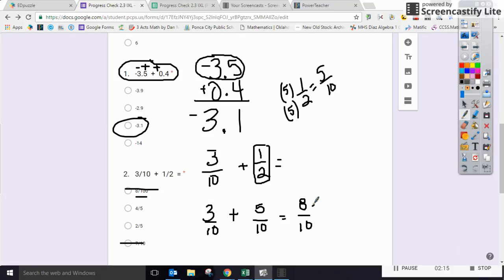So I'm going to reduce this fraction into an equivalent fraction. And when I divide by 2, I'm taking half. Half of 8 is 4, and half of 10 is 5. So the answer was 4/5. So there's the first two problems.